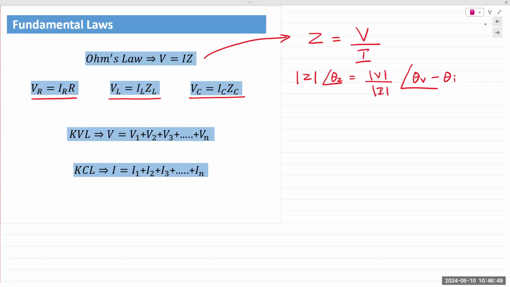So that's basically the mathematical operation, and I will go over the mathematical operation in the previous slide. No, the phase angles get subtracted. The numerator minus the denominator. So this would be the magnitude of V divided by the magnitude of I, and the phase angle of the voltage minus the phase angle of the current.